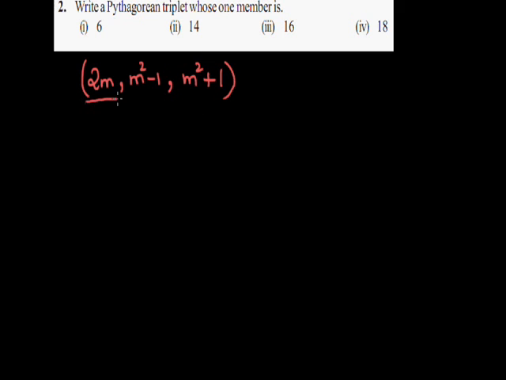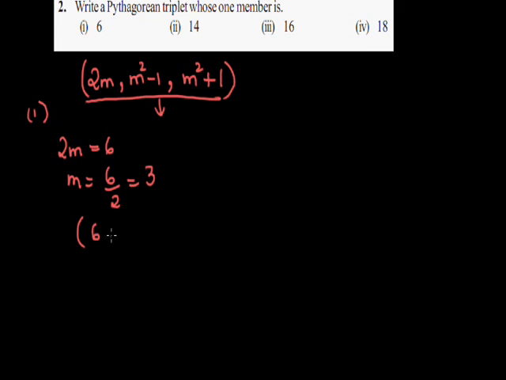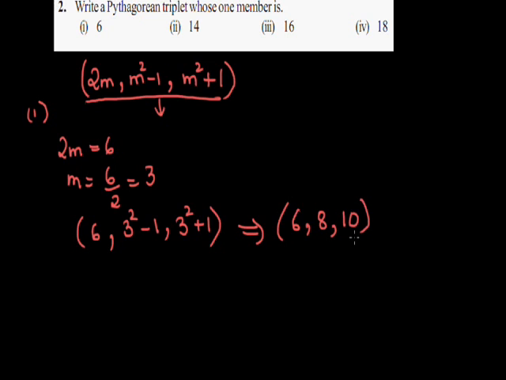Now one element of this Pythagorean triplet is given as 6. So I can assume that 2m is equal to 6. If 2m is equal to 6, I can say m is equal to 6 upon 2, that is 3. So I can find the Pythagorean triplet as 2m, that is 6, comma m square minus 1, that is 3 square minus 1, comma 3 square plus 1. So the Pythagorean triplet will be 6, comma 8, comma 10. So 6, 8 and 10 is a Pythagorean triplet whose one member is 6.